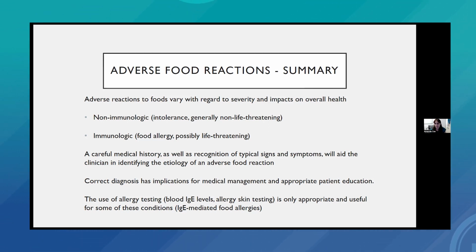Adverse reactions to foods vary with regard to severity and impacts on overall health. We talked about two very broad categories, the non-immunologic and immunologic adverse food reactions. In the non-immunologic food reactions, intolerances are the bulk, and these are mostly non-life-threatening and often just involve the gastrointestinal system. Immunologic food reactions can be much more severe. With IgE-mediated food allergy, you can have life-threatening anaphylaxis or allergic reactions. So it's very important to know which type of reaction category you're dealing with.